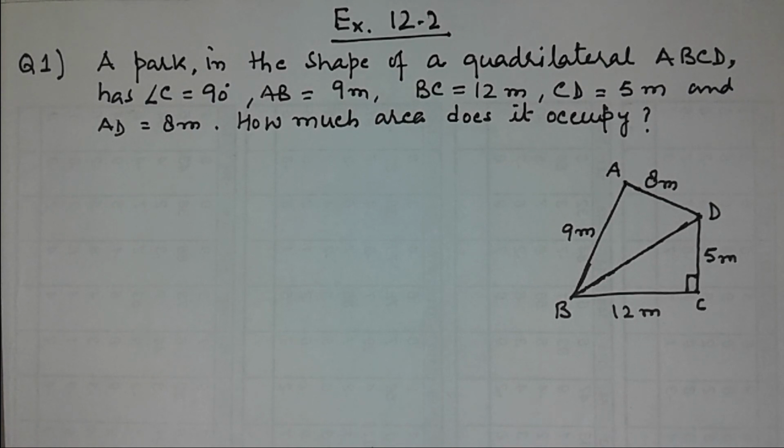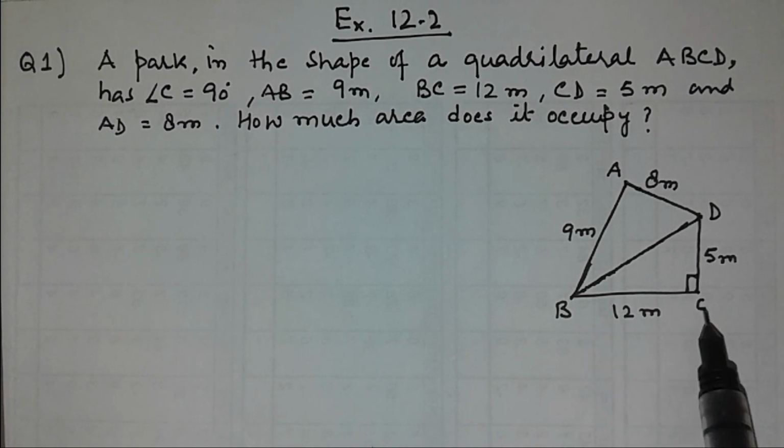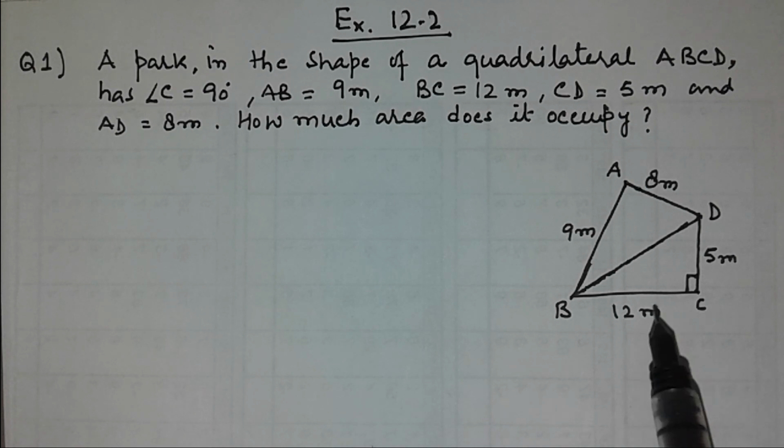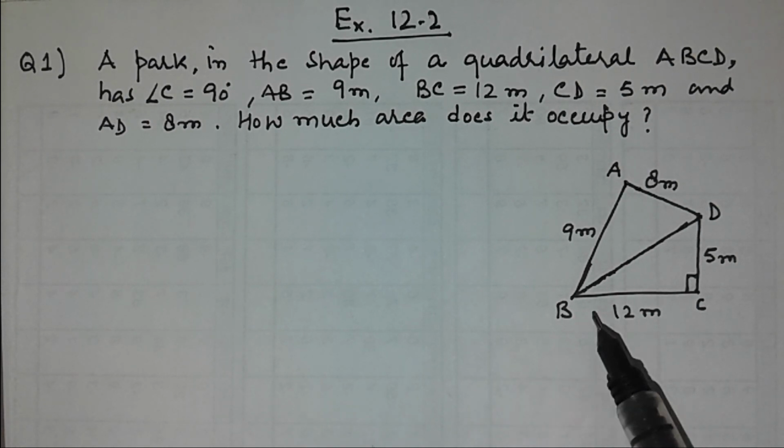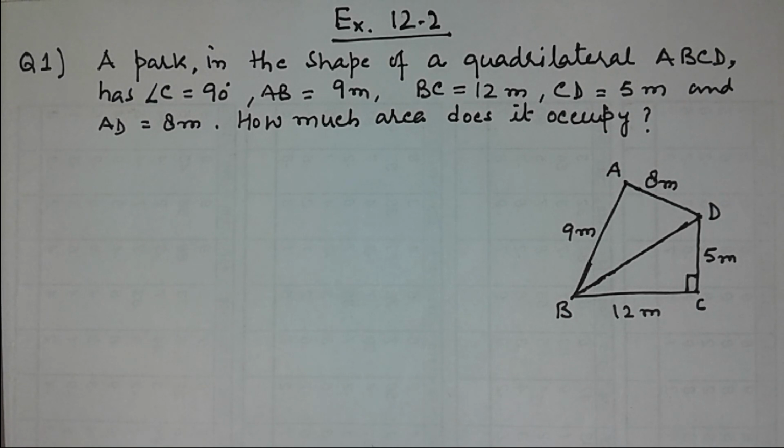A park is in the shape of a quadrilateral ABCD, has angle C 90 degrees, AB is 9 meters, BC is 12 meters, CD 5 meters and AD 8 meters. How much area does it occupy? Now we have to find it. So I have already made the figure here. You see angle C is 90 degrees, so we have to make 90 degrees here and we can form the quadrilateral. In this quadrilateral, first of all, we have to draw diagonal BD to divide this quadrilateral into triangular parts.